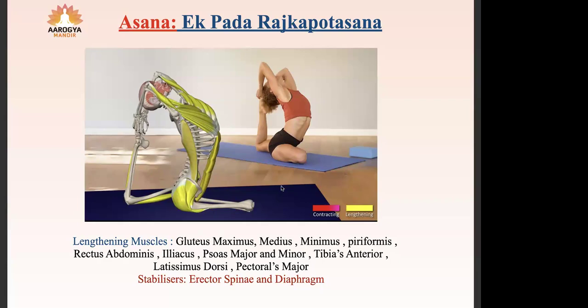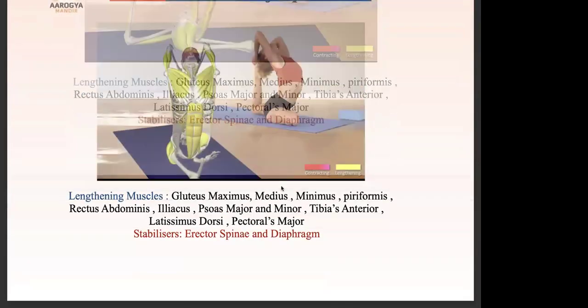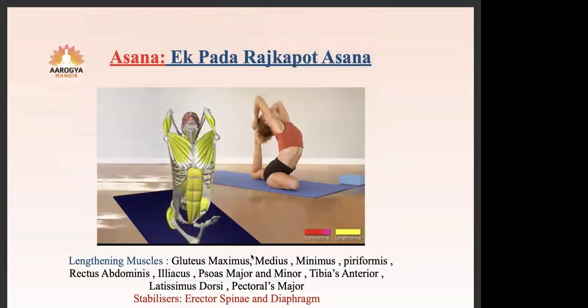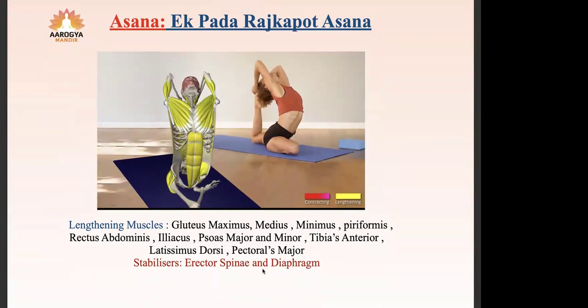And what are the stabilizer muscles? Let's look into it. The stabilizer muscles here are basically erector spinae and the diaphragm. That erector spinae group we have already seen in the last posture Viparita Naukasana. I gave you a clear vision of those muscles. See, this is how it looks from front. The clear stretching of muscles, maximum muscles are getting stretched.